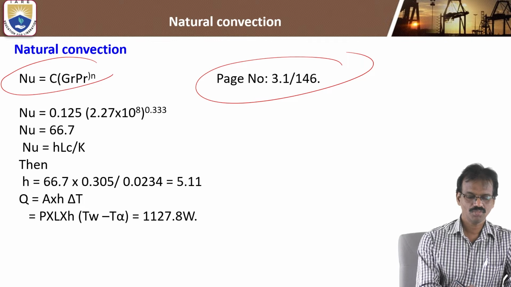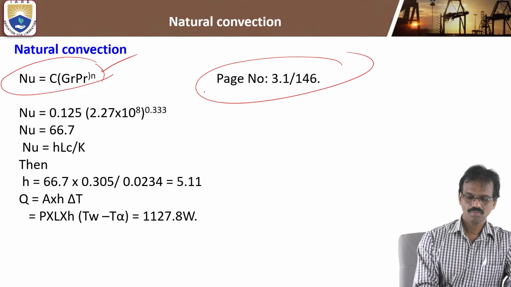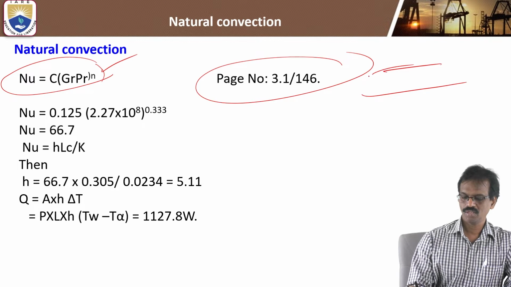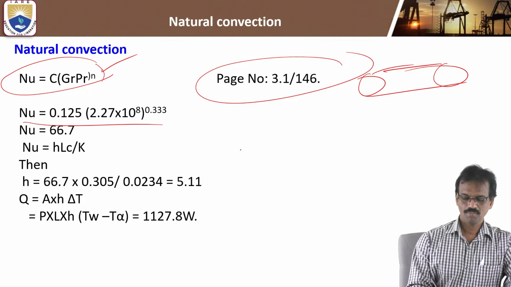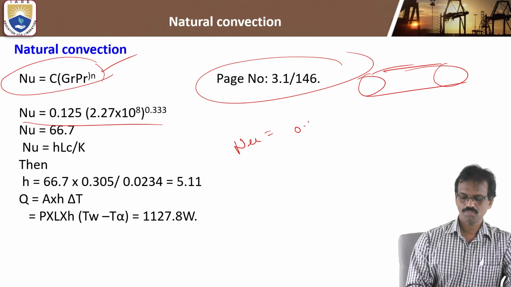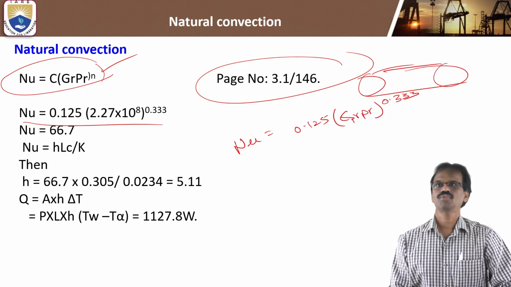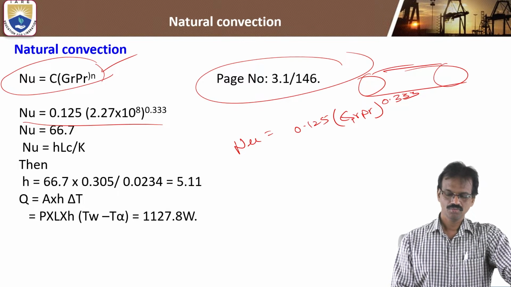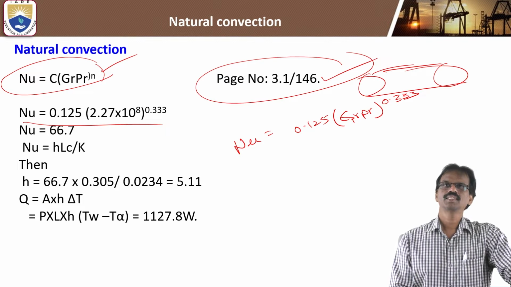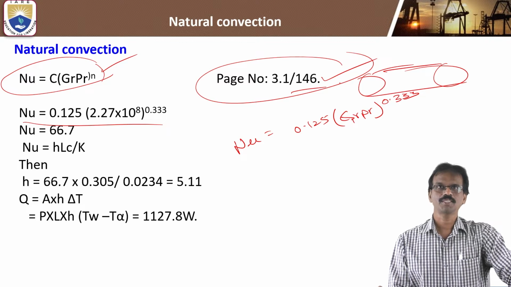So Nusselt is equal to C into (Gr·Pr) to the power of n. This is the common formula. For the horizontal pipe, the formula is Nusselt is equal to 0.125 into (Gr·Pr) to the power of 0.33, so 1 by 3. This is the formula you can take from the data book, and you can refer to it in page number 146.